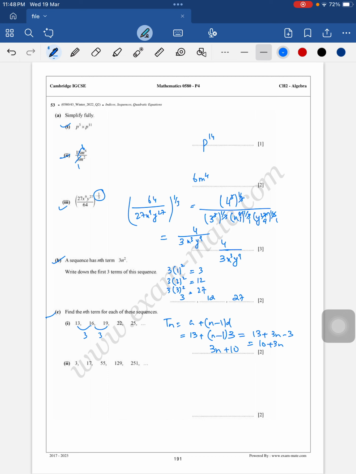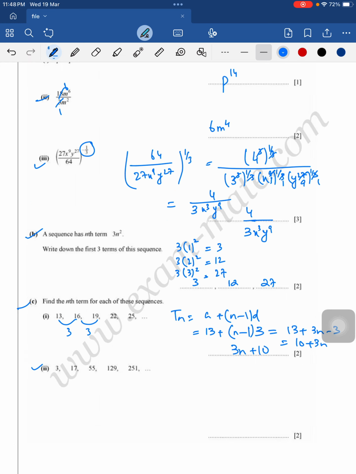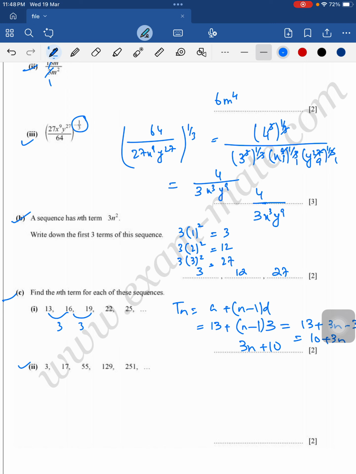Right now, the second sequence, you can see over here, it's not an arithmetic sequence because the difference is increasing, and it's increasing exponentially, right? 17 minus 3 is 14. 55 minus 17 is 38. 129 minus 55 is 74. 251 minus 129 is 122. Okay, now 38 minus 14 is 24. 74 minus 38 is 36. 122 minus 74 is 48.